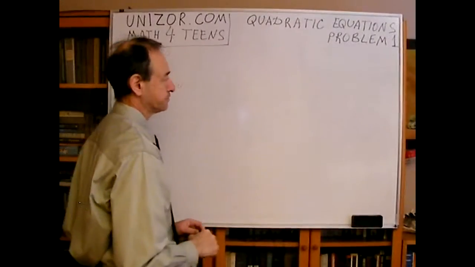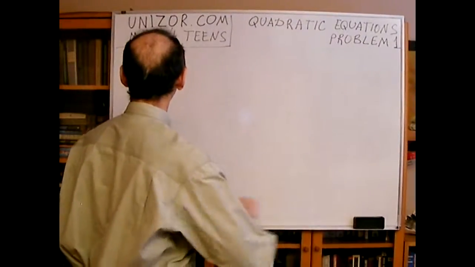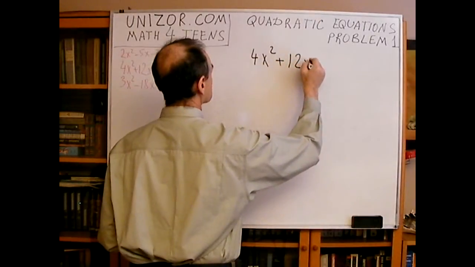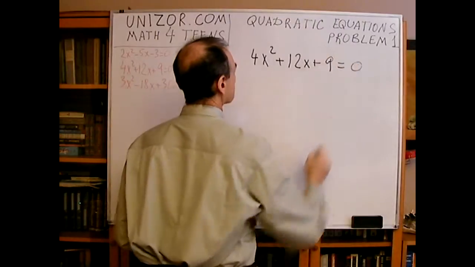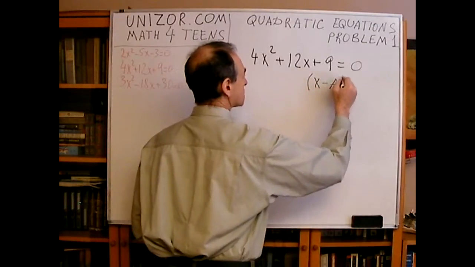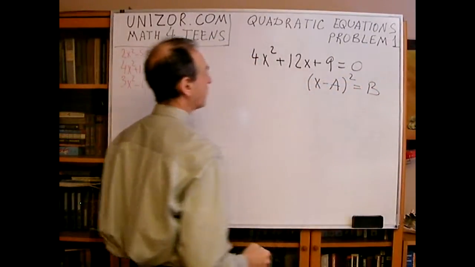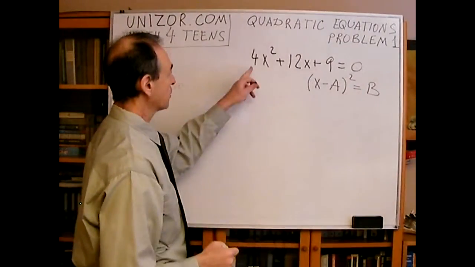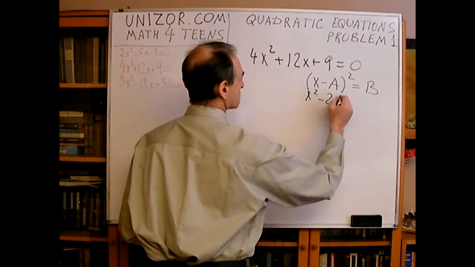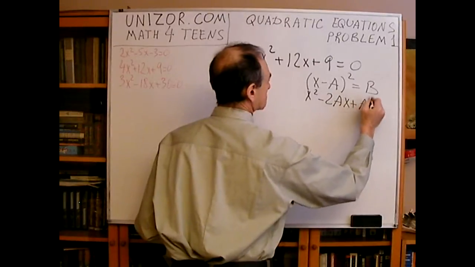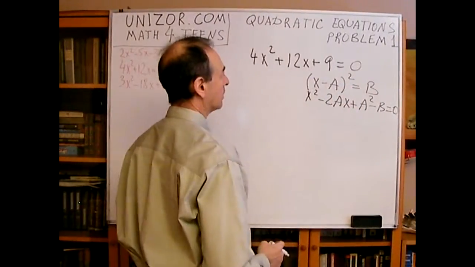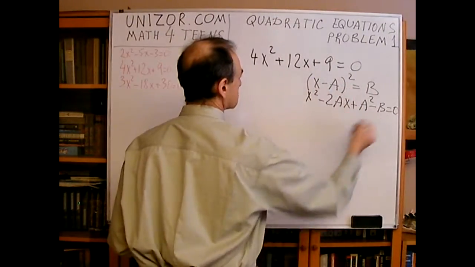Okay, next problem. Next problem is this: 4x squared plus 12x plus 9 equals 0. And again, my purpose is to reduce it to the form (x minus a) squared equals b. Let's see what happens. Well, again, first of all, 4 really stands in the way, because I would like that to be x squared minus 2ax plus a squared minus b equals 0. You understand I subtracted b from both sides, opened the parentheses and subtracted b.